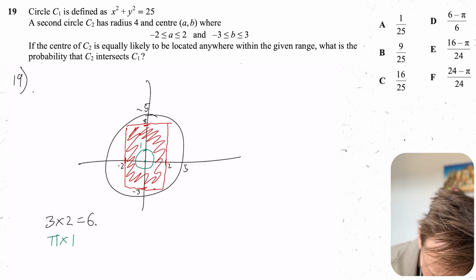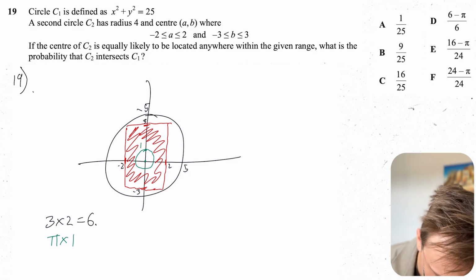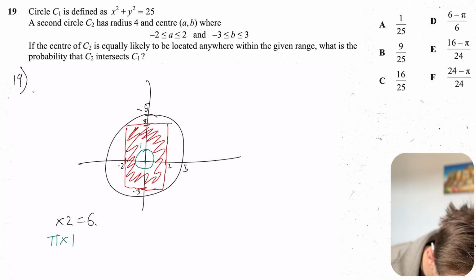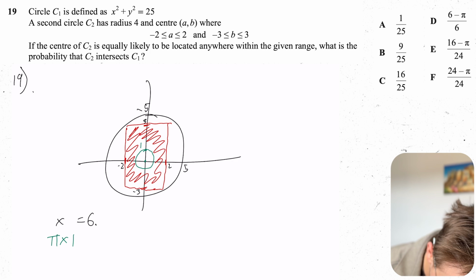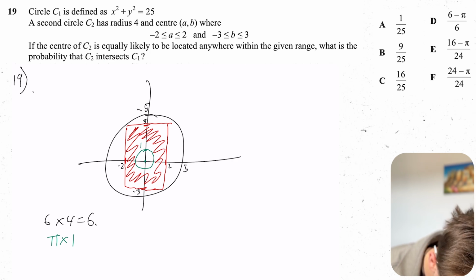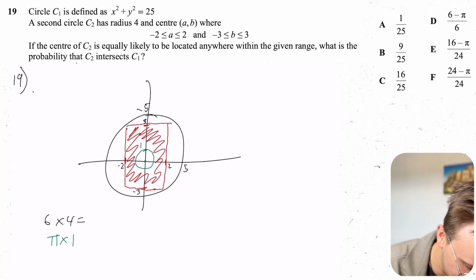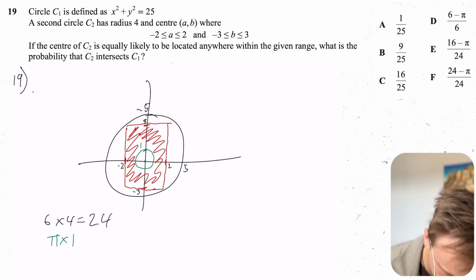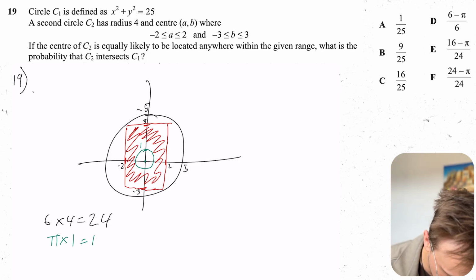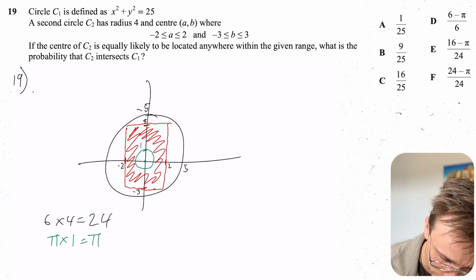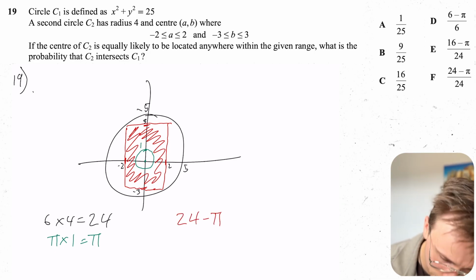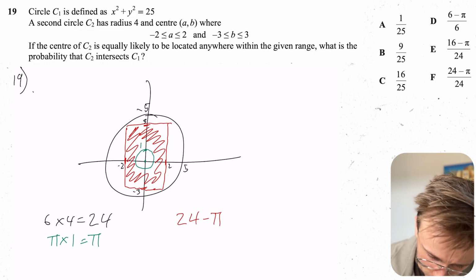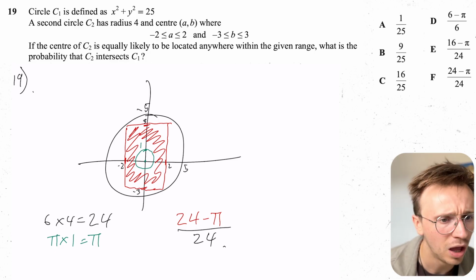Oh, that doesn't look right. Oh, yeah, my bad. The area of the red of the whole square is 6 by 4, because it's, yeah, double that. It should be 24. That equals pi. And so the area of the red bit is 24 minus pi. Out of the total area, which is 24, so divide that by 24.